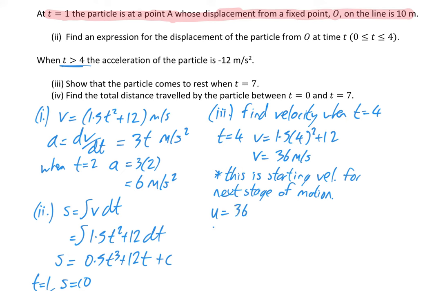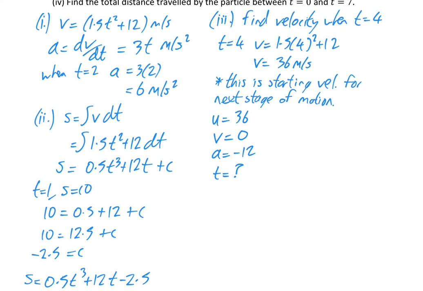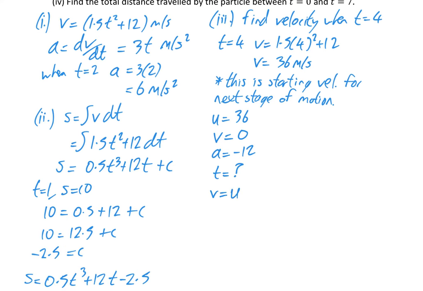So we're going in the constant acceleration, your starting velocity then is 36. We want to find when something comes to rest. When something comes to rest, its velocity is 0. We know our acceleration is minus 12. And it says, show that the velocity comes to rest when t is equal to 7. We need to find your time then. So we're going to use our nicest constant acceleration formula, v equals u plus at. And fire in our numbers. 0 is equal to 36 minus 12t, which means 12t is equal to 36. 36 divided by 12 gives you 3.